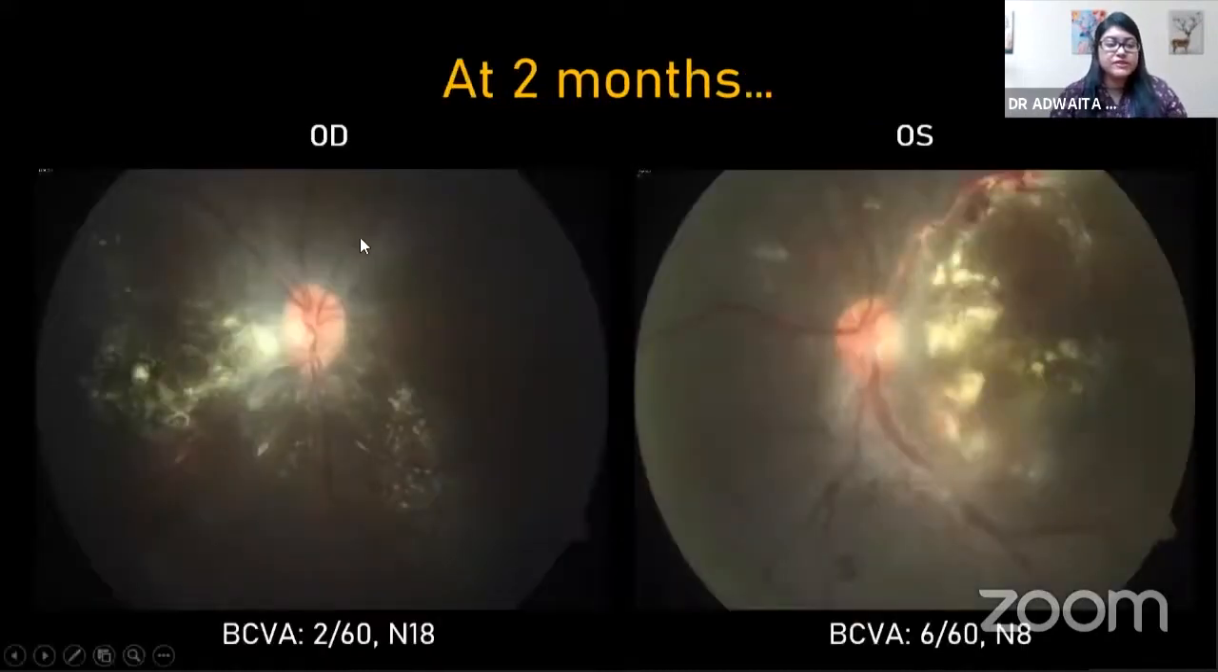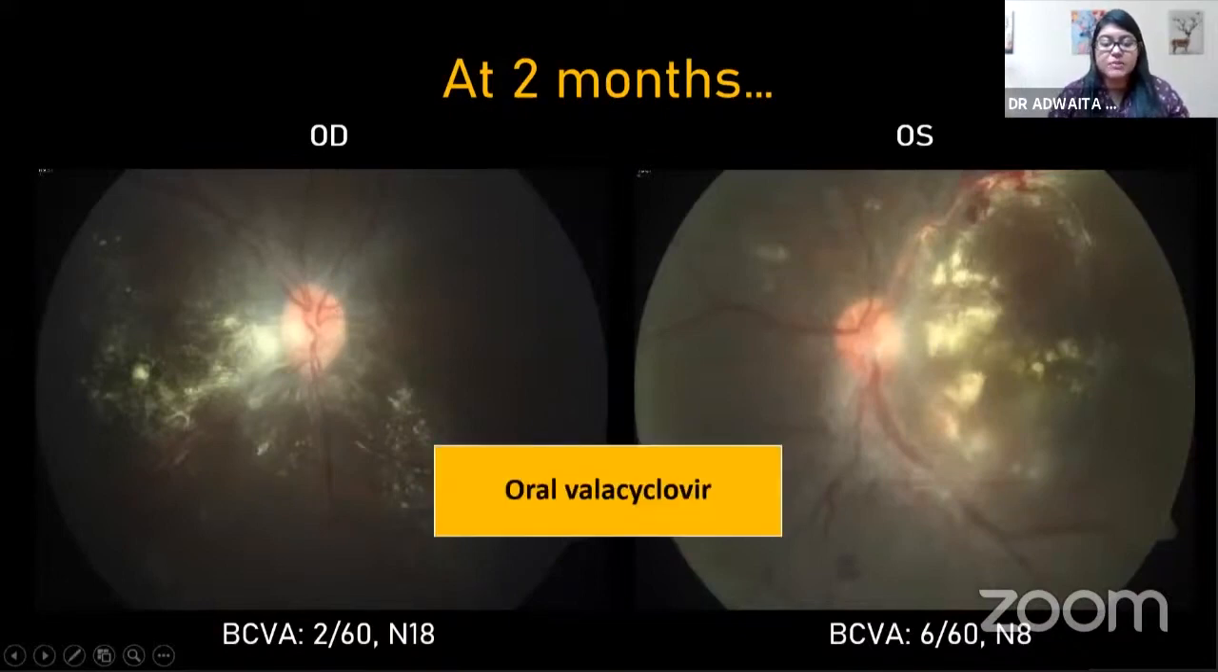2 months after starting steroids, this was how the eyes looked. The retinitis patches have more or less resolved in the right eye, but vision has not improved. But there is still significant inflammation in the left eye and persistent exudation. The patient was now supplemented with oral valacyclovir 1 gram TDS.